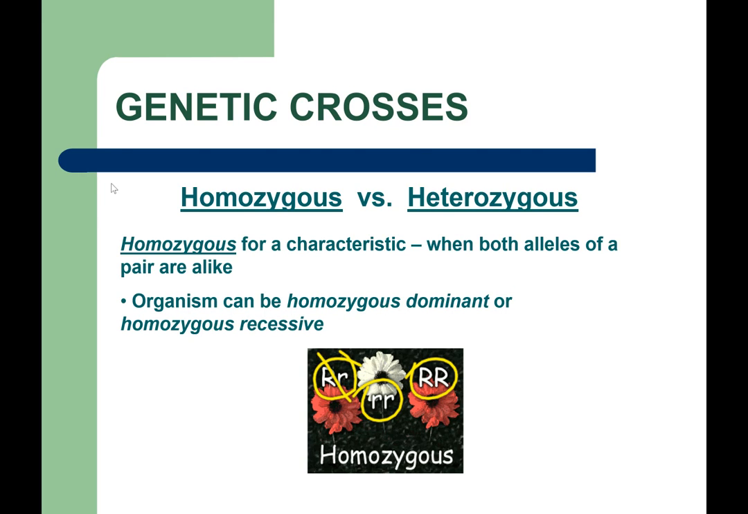Just another thing that I'm sure is a review: homozygous versus heterozygous. Homo means the same. So when both alleles of a pair are alike, that is when we say homozygous. So here, homozygous recessive, homozygous dominant. You can also refer to these as true breeding. Some resources will refer to these as purebred, but all of those things mean homozygous recessive, homozygous dominant.